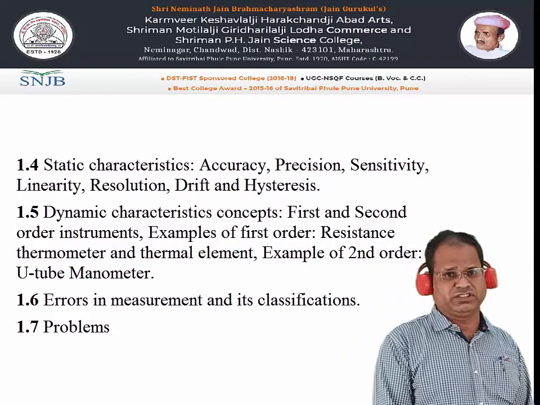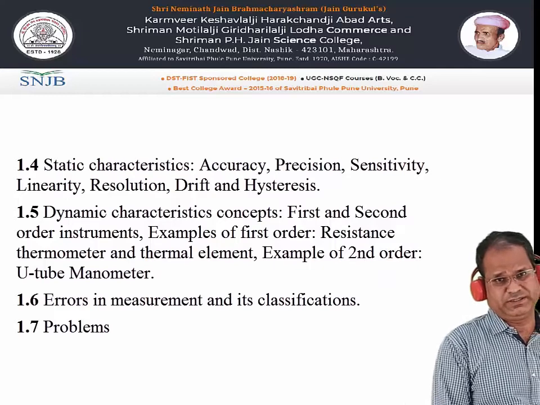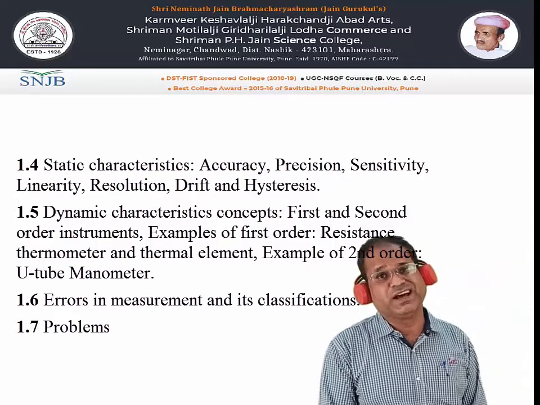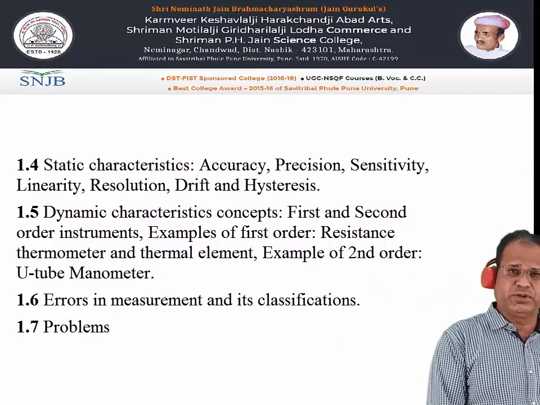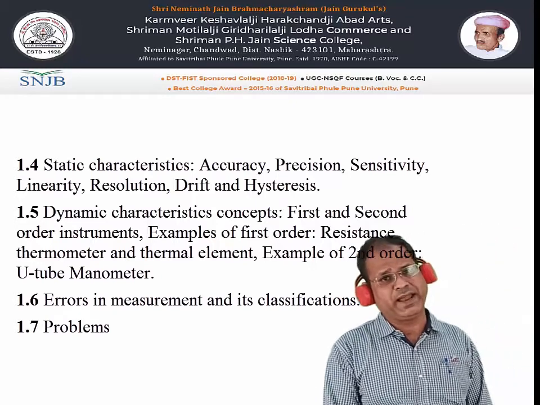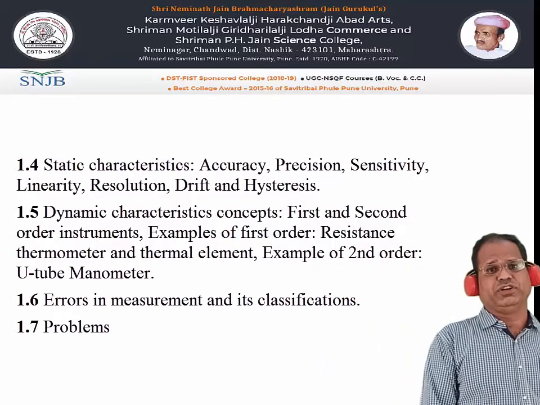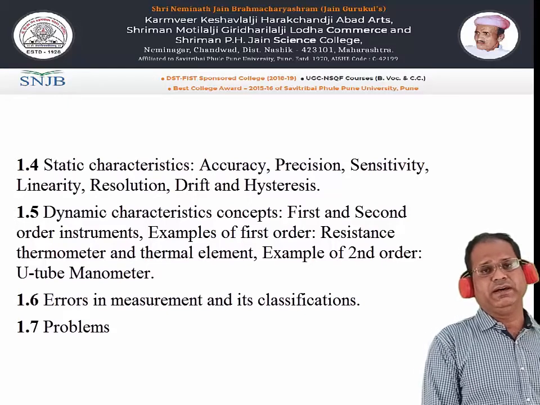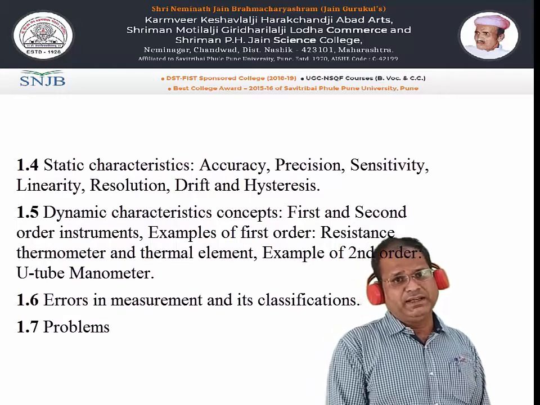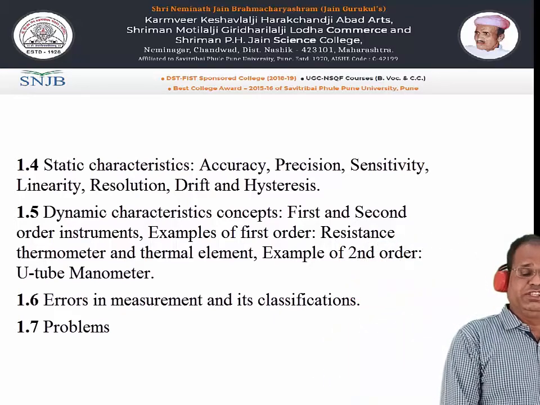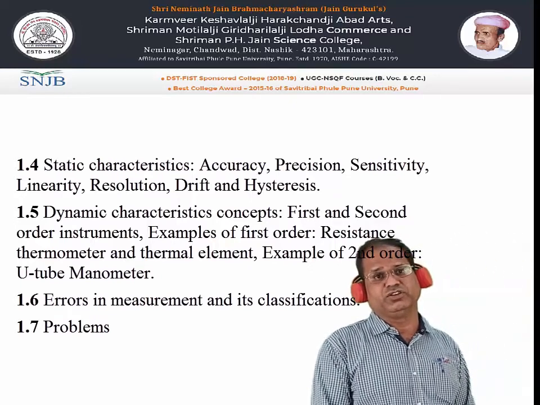In the dynamic characteristic concept, we have to study first and second order instruments. What are the first order instruments and what are the second order instruments? And we have to study the examples of both first order instrument and second order instrument. In first order instrument, we have to study resistance thermometer and thermal elements. Their examples also we have to study. And in second order instrument, we have to study details of the U-tube manometer.